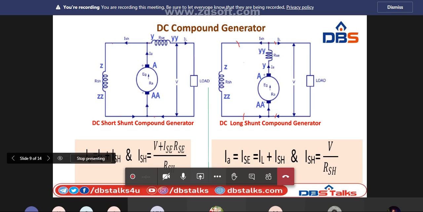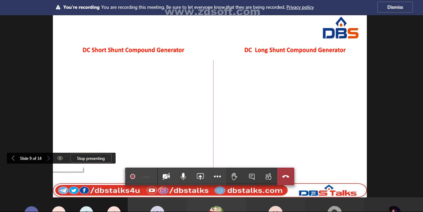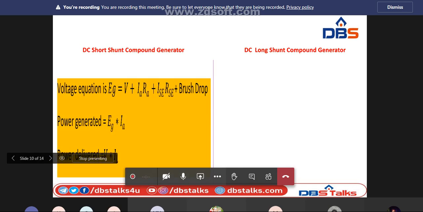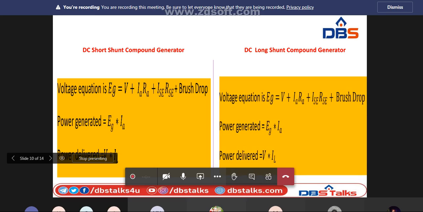Now write the EMF equation as usual. So this is the EMF equation, right? For long shunt, we know the terminal voltage 500. We know the IA 52.5. We know the RA 0.03, plus ISC. ISC is nothing but as usual IA is equal to ISC, right? So the 52.5 and RSC given value, brush drop plus 2, and we are getting 1 volt.